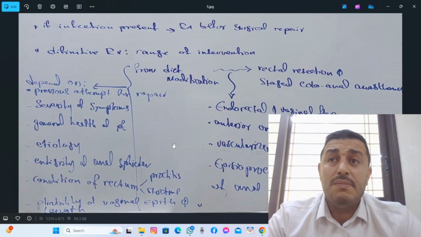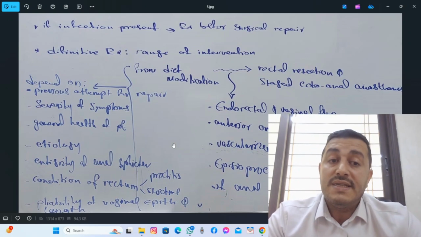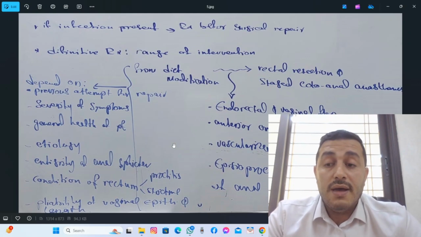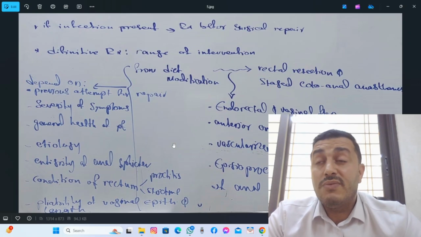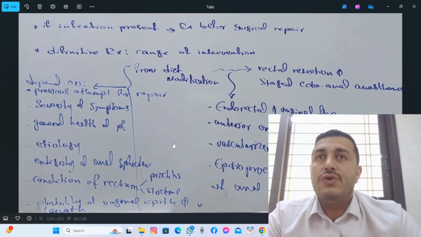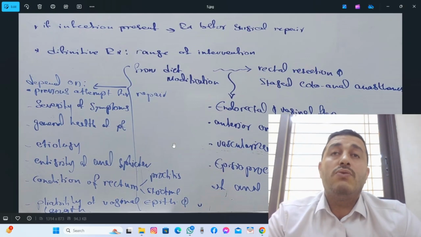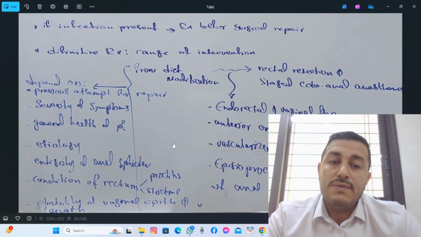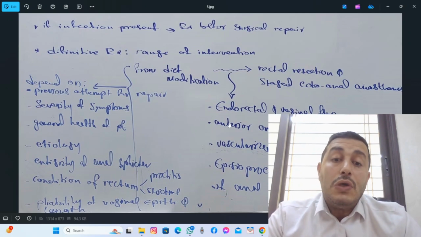Rectal resection, for example, and coloanal anastomosis. This can be in a single fashion or a staged fashion. The surgical intervention can be by endorectal advancement flap, which we already discussed when we talked about simple fistula treatment and the treatment of rectourethral fistula. So an endorectal or endovaginal flap can be used.